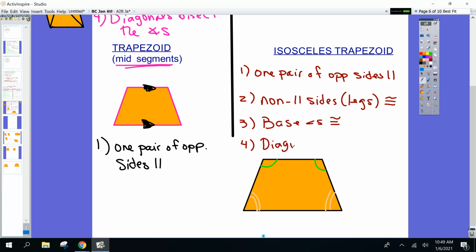Diagonals are congruent. They do not bisect each other. They're just congruent. That's it. Don't make them anything else. The story ends that they're congruent. That is it. Both diagonals are equal in length.